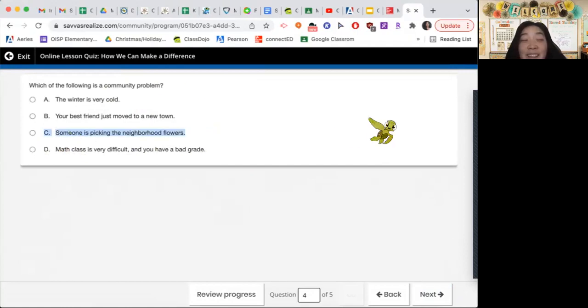Very good. It is not A. The winter is very cold. There's nothing you can do about the weather. The weather is something that you have no control over. So that's not a problem we can fix. Your best friend just moved to a new town. Well, that might be a problem in another community. Maybe she's worried that she won't make friends. So maybe in that other community, but that's not a community that you're currently in. So that's not a problem in your own community.